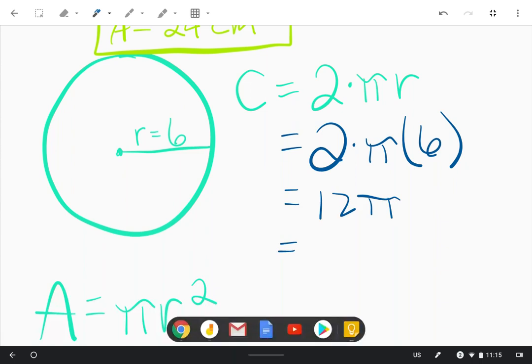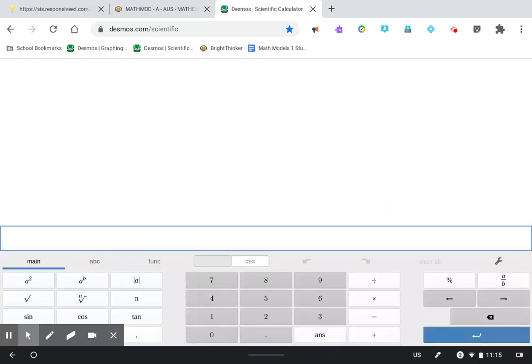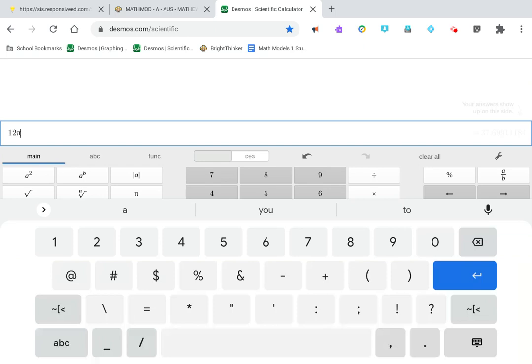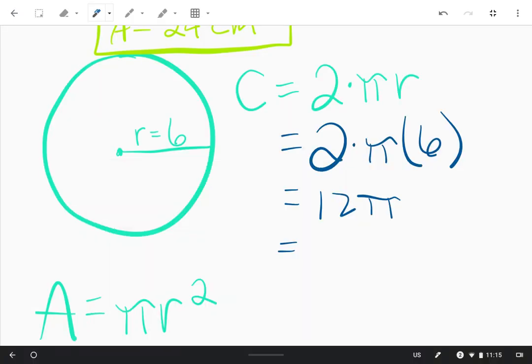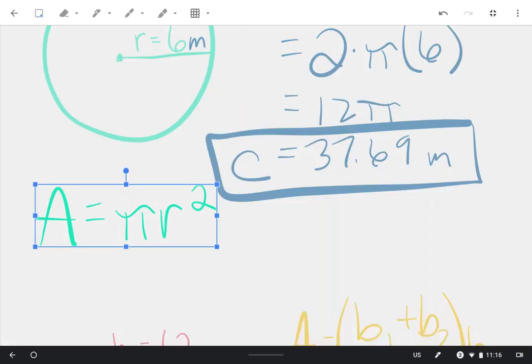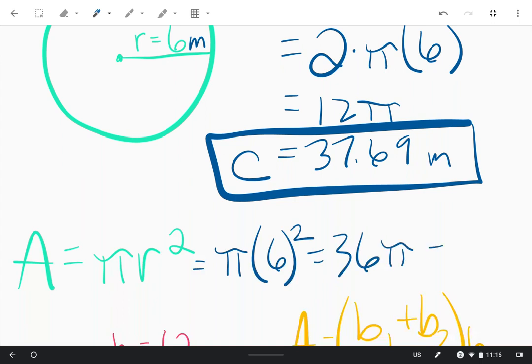And then for that, let's jump over here to our calculator. 12 times pi. And that's 37.69. And we'll call these meters. That would be the circumference of that. And then for the area, you do pi r squared. So we do pi times 6 squared, which is 36 pi.